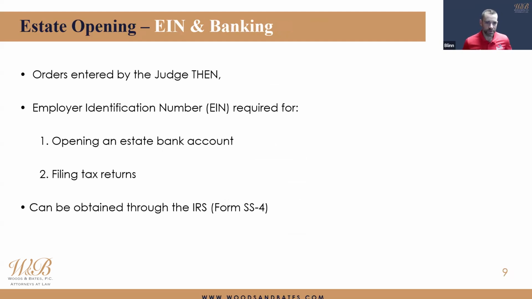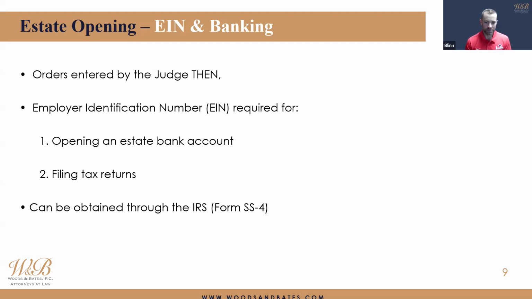Okay, so our executor has been appointed. They have their authority, they have their letters of office, we have death certificates. One of the next things we're going to do on behalf of the executor is get what's called an employer identification number or a tax ID number. That is going to establish the entity of the estate for purposes of opening an estate bank account, filing any tax returns that may need to be filed.